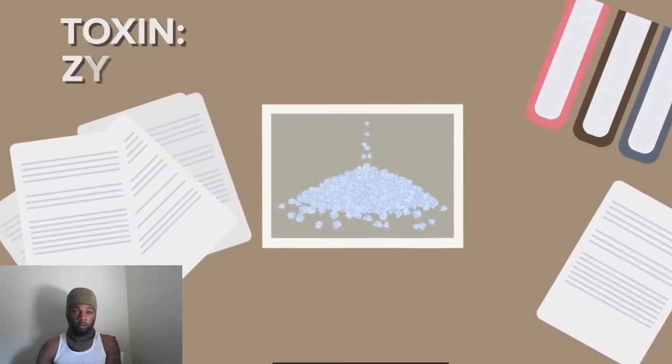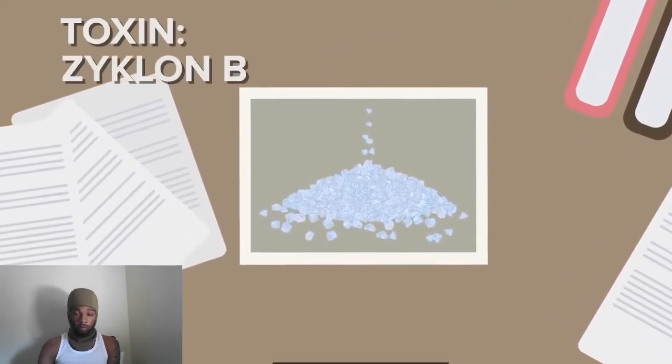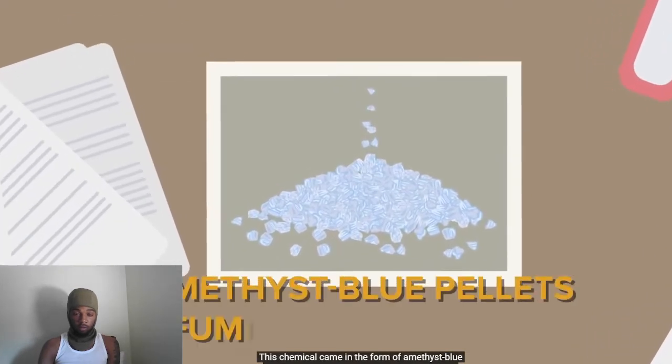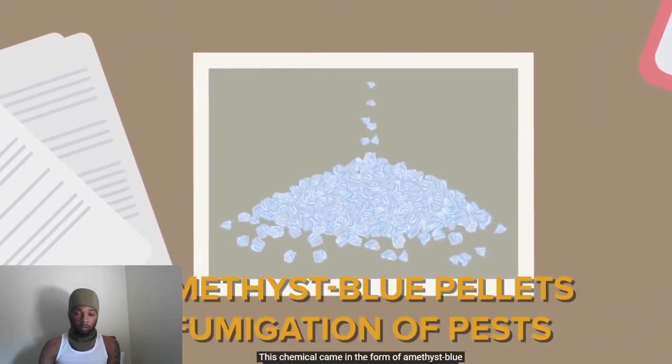To improve the efficiency of their killings, the SS had started a lot of experiments with other toxins for suffocation, including Zyklon B. The chemical came in the form of amethyst blue pellets and was originally used for fumigation of pests.